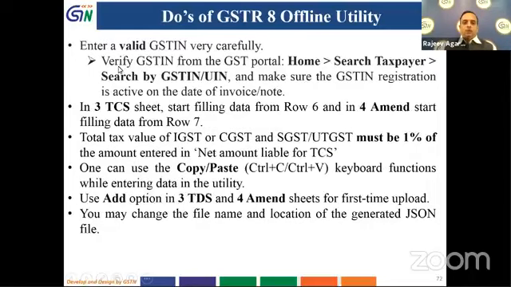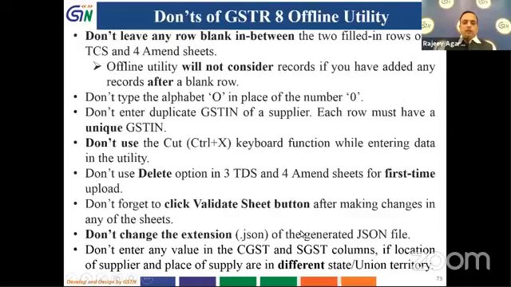Let us see certain do's. Enter a valid GSTN only. You can go to home and then search taxpayer on www.gst.gov.in to see whether the GSTN is valid or not. In the 3 TCS sheet, start filling data from row 6, and in the 4 amend sheet, start filling data from row 7. And the tax amount should be 1% of the net amount liable for TCS. You can use copy paste functions, and you may change the file name and location of the file, but you should not change the file extension.